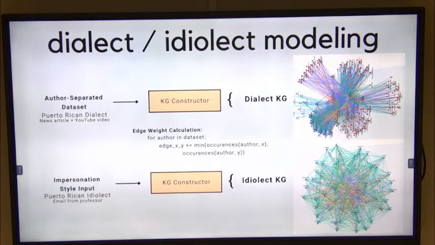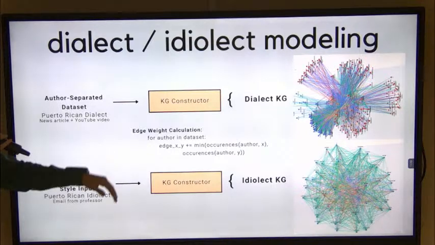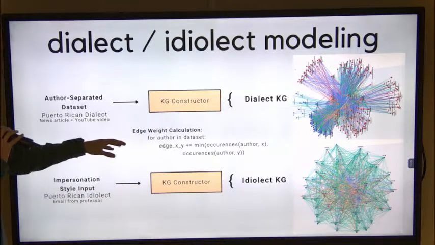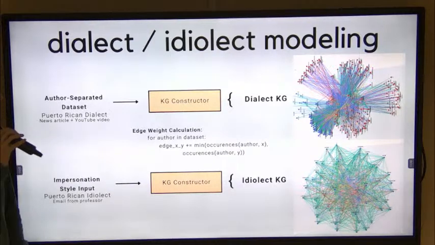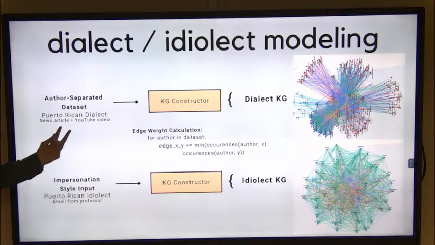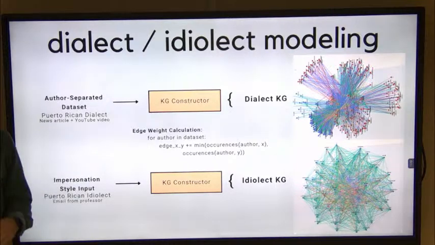So yeah, this is the knowledge graph constructor. This is how we generate the knowledge graph, and this is the calculation for the edges between the nodes. The nodes are the tokens, and then the edges are the co-occurrences of those tokens for each author. And for this example, I've generated a model from two different authors as the dialect, which would be a news article written by a Puerto Rican author, and a YouTube video from a Puerto Rican speaker.